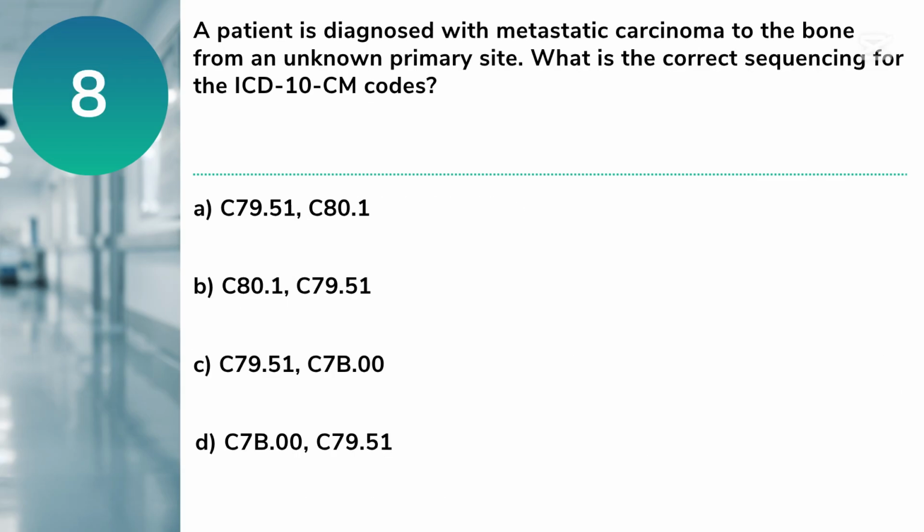Question 8. A patient is diagnosed with metastatic carcinoma to the bone from an unknown primary site. What is the correct sequencing for the ICD-10-CM codes? A. C79.51, C80.1. B. C80.1, C79.51. C. C79.51, C7B.00. D. C7B.00, C79.51.